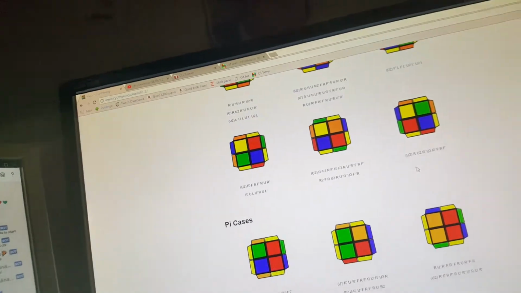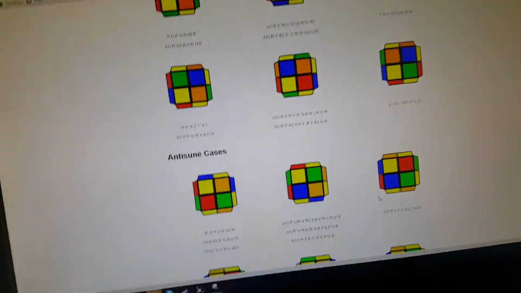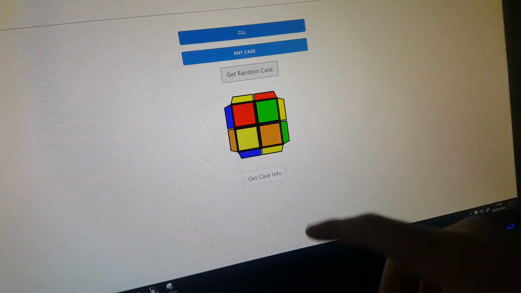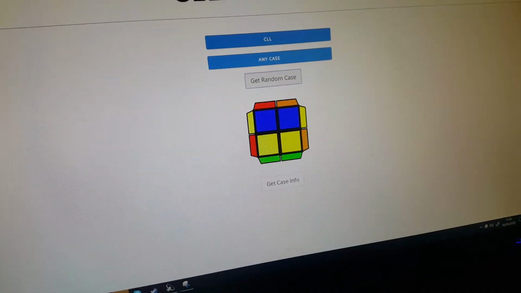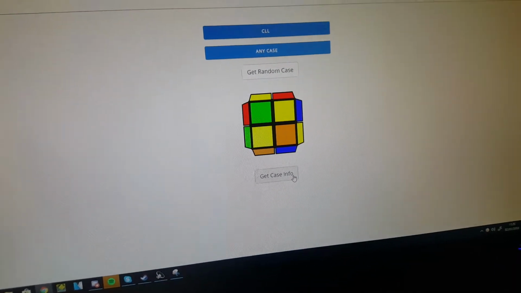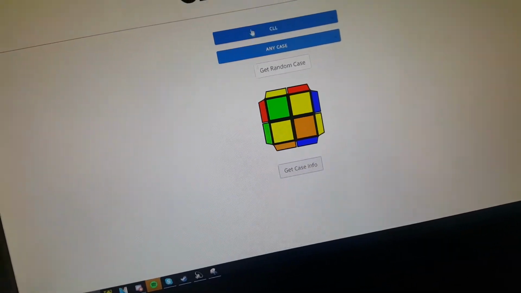And so with that, I guess I'd learn all of them. So yeah, but I didn't just learn them. My first thing was to use this and just generate random cases, and I've just set it to any case right now, but you can use single subsets. It's a nice trainer. And then if you don't know it, you can just click get case info and it will tell you the algorithm. And yeah, you can also see a picture for recognition.